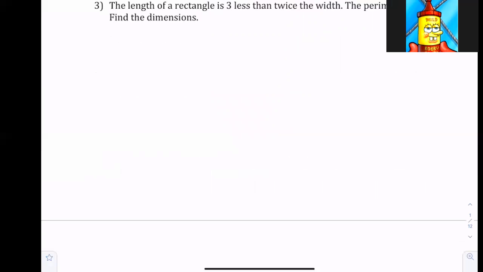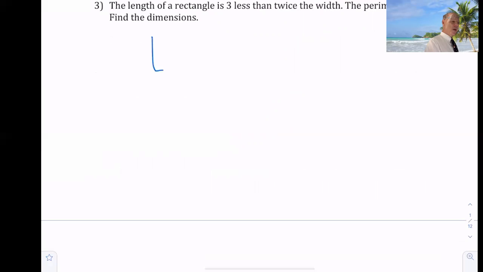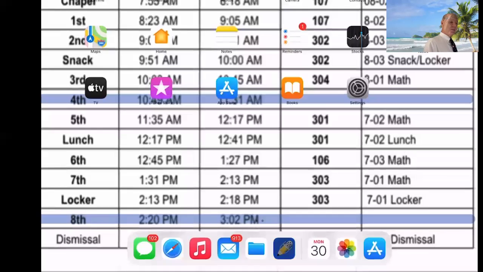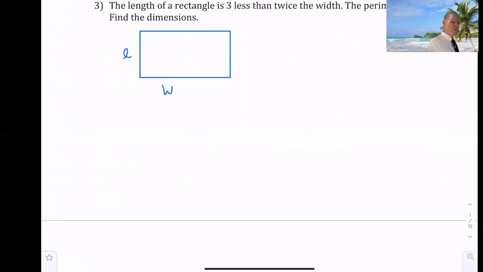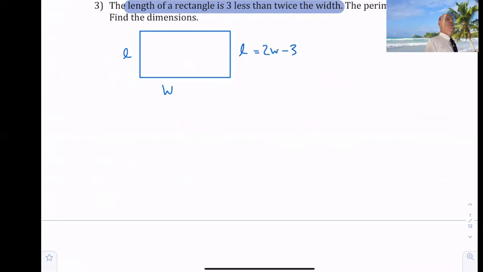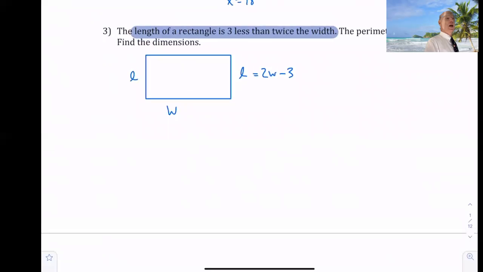Here we go. We're talking about a rectangle. My advice is to go ahead and draw a simple little rectangle here and let's talk about it. One side is the length and one is the width. Does it matter in a rectangle what you label the length and the width? No, it doesn't. But the first sentence says the length of a rectangle is 3 less than twice the width. So here's my length. How do I write 3 less than? Minus 3. Twice the width, 2w. Like I said, I just don't think that's that hard.